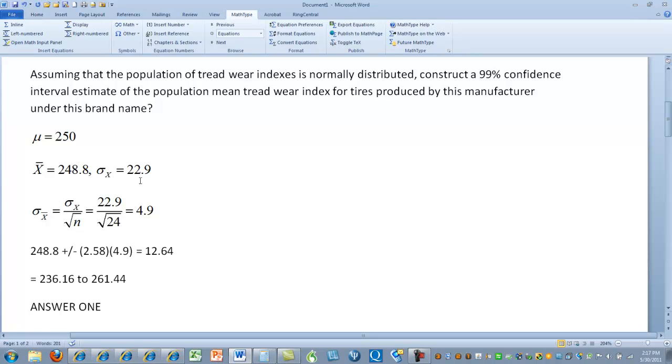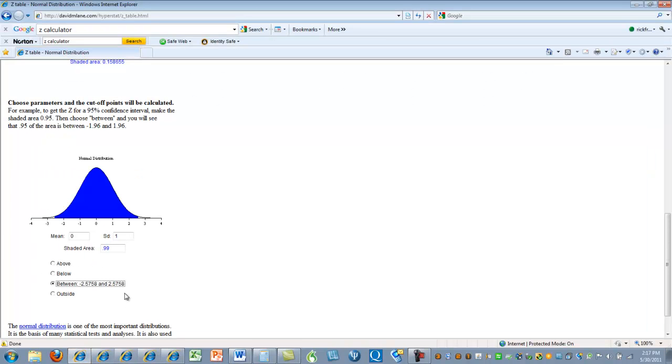Well, to do that, we take our standard deviation and divide by the square root of n. So we get 22.9 divided by the square root of 24, which is 4.9. To get a 99% confidence interval, we multiply this 4.9 by the z-score associated with a confidence level of 99%. That looks something like this.